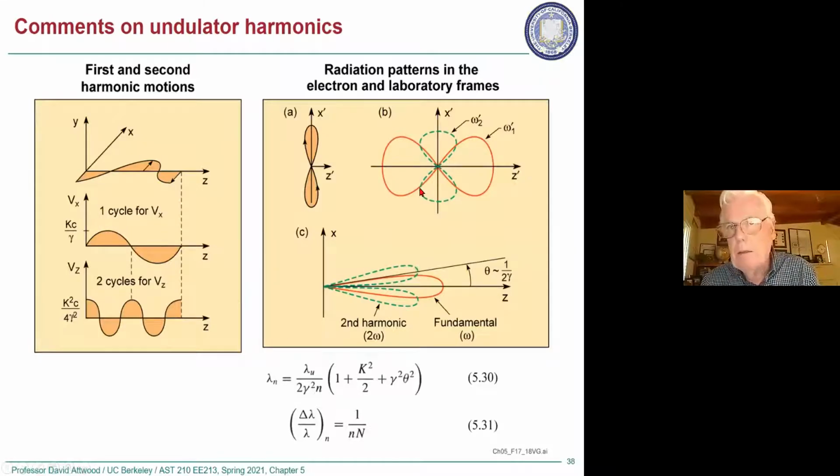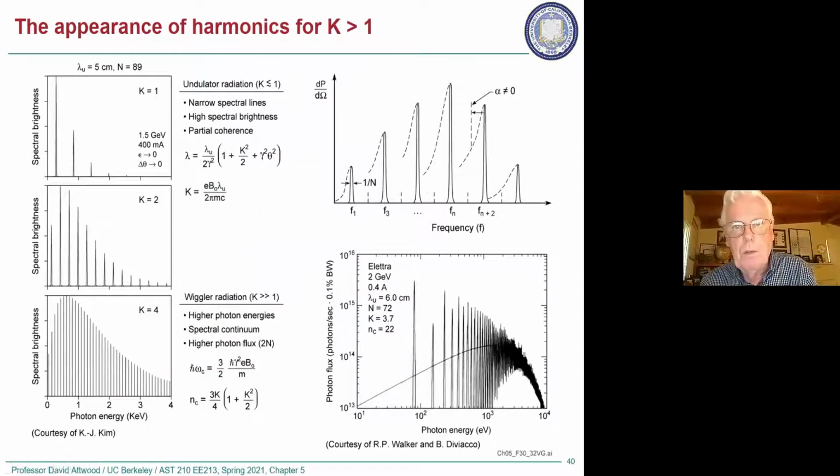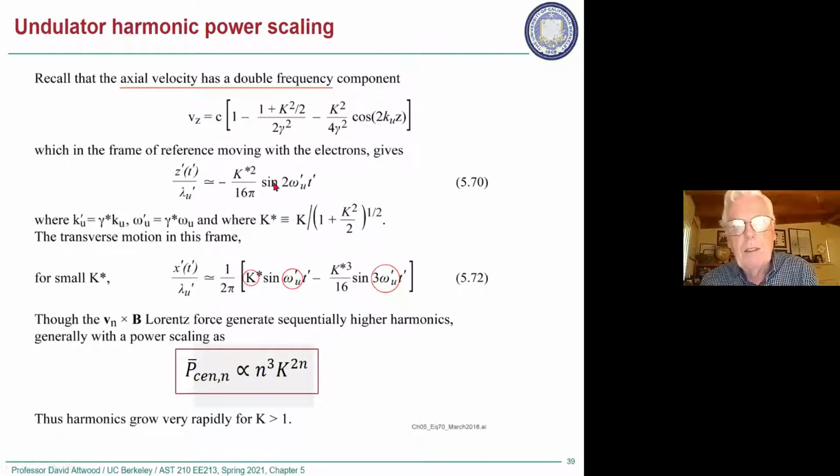This we talked about. I don't think we need to talk about it anymore. This is more in the book than it is here, but generally by analyzing these various harmonics that show up and with what amplitude, we generally find that the power in the central cone for different harmonics scales as n cubed k to the 2n. So for n equals 1, this didn't show up, and this was just k squared.